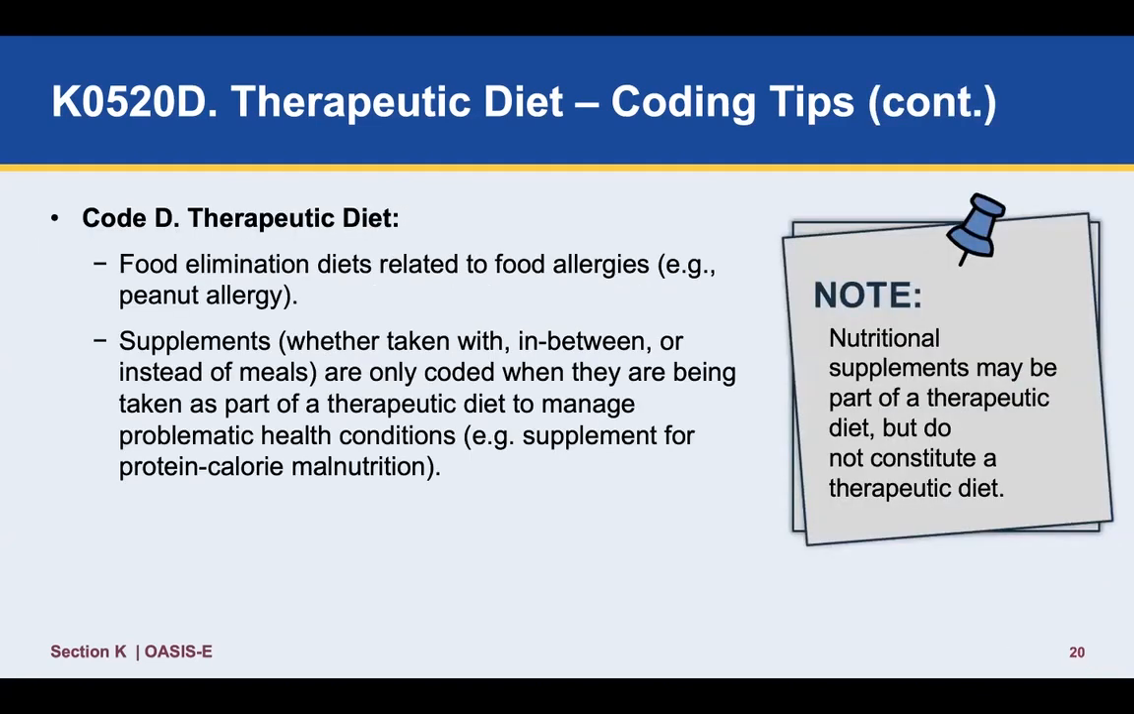And here's one last coding tip for therapeutic diet. Food elimination diets that are related to food allergies can be coded as a therapeutic diet, such as a peanut allergy. Supplements are only coded here if they're being taken as part of a therapeutic diet to manage problematic health conditions. One example might be a supplement for protein calorie malnutrition. A nutritional supplement does not constitute a therapeutic diet, but they may be used as part of a therapeutic diet. Although supplements may be given as part of the treatment for a disease or condition.